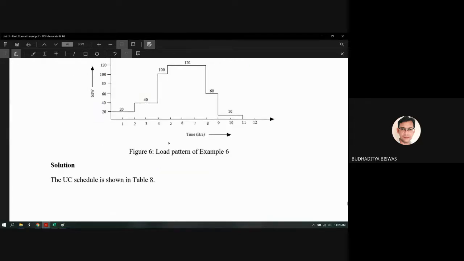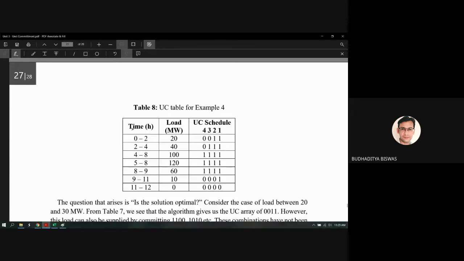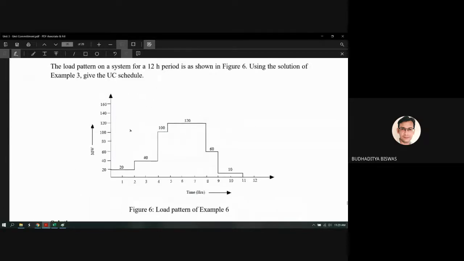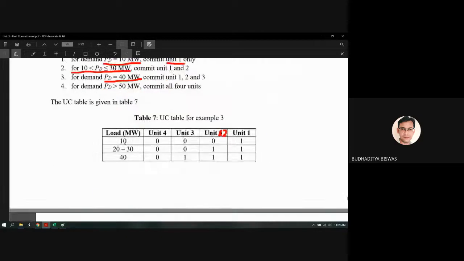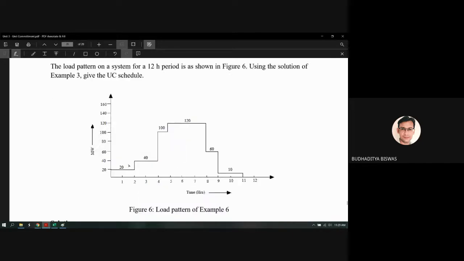Then this is another problem, same as this one. A load pattern is given. Based on the previous example, we need to find out the unit commitment table. This is the condition: when the load demand is 10 megawatt, unit 1 commits; 20 to 30, unit 2, 3 commit; 40, 1 to 3 commit; and 50 to 200, units 1 to 4 all should be committed. And here you see the load demand is 20 megawatt, here it is 40 megawatt, 100 to 120, 60, 10.